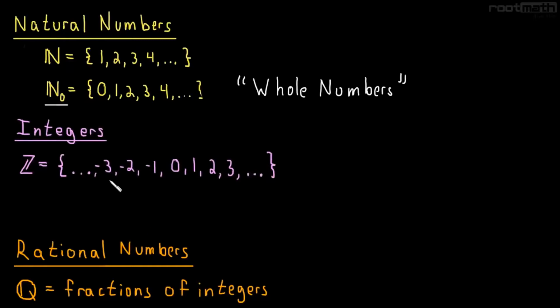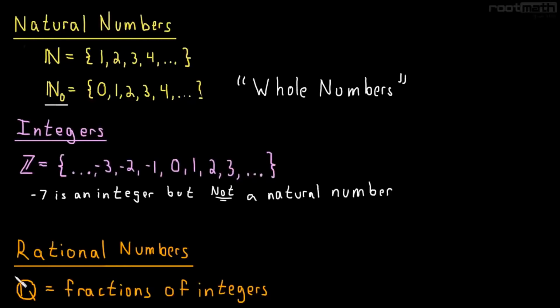Now, the integers have all the natural numbers, they have 0, and they have these negative numbers. So an example of an integer is something like -7. Now, -7 is an integer, but it's not a natural number because there's no negatives in the natural numbers. On the other hand, something like 20 is both a natural number and an integer. We can clearly count up to 20 in the natural numbers, and if you look at the integers include all the natural numbers, 1, 2, 3, 4, 5, and so on.